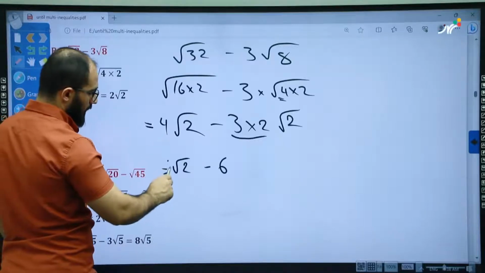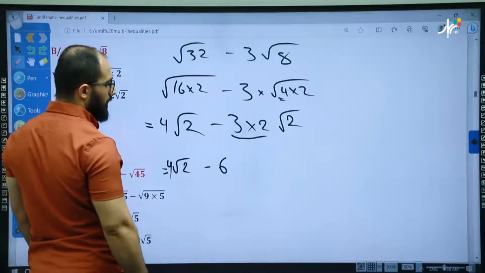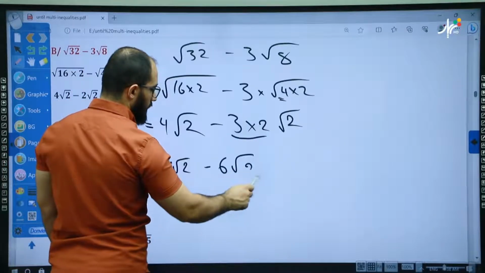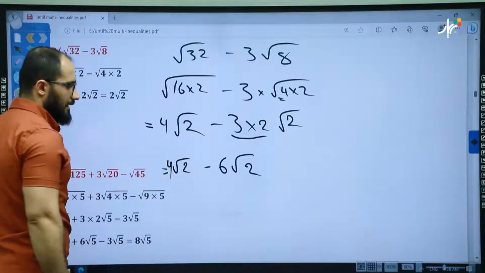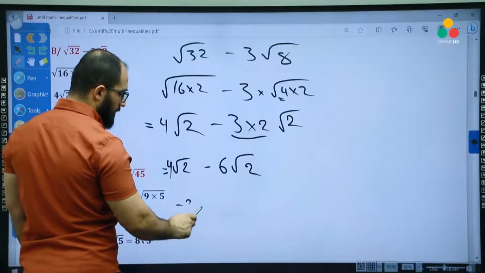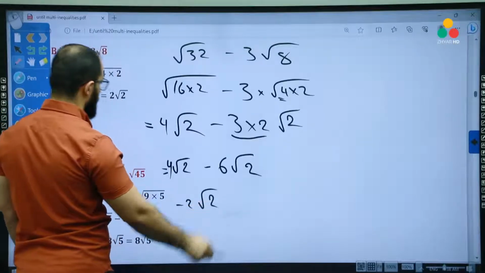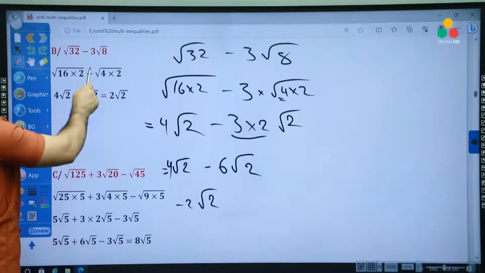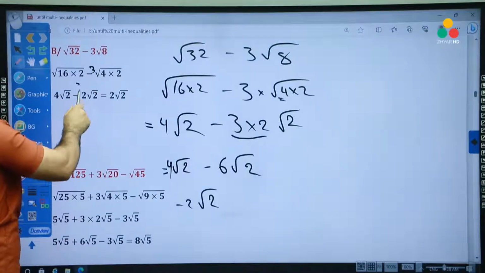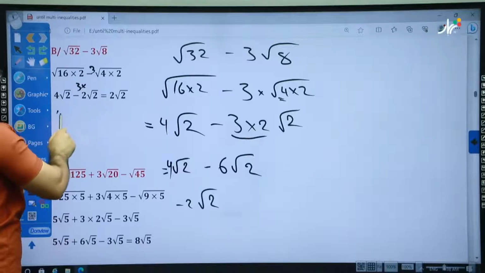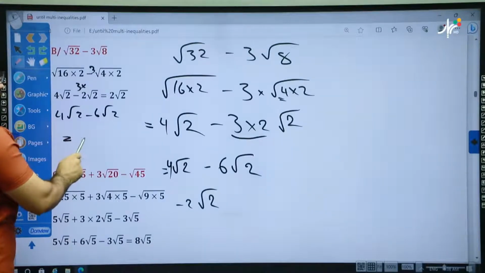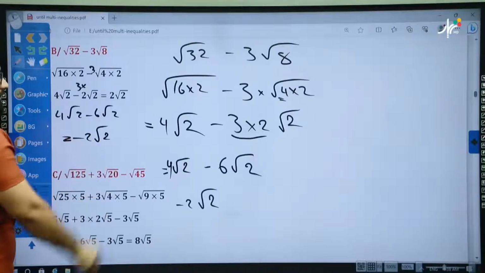Okay, here's 4, I forgot the 4. Then minus 3 times 2 is 6 square root of 2. 4 minus 6, that's going to be negative 2 square root of 2. So this is the result. Here I forgot to write down the 3. 3 times 2, then it's going to be 4 square root of 2 minus 6 square root of 2. Then it's going to be negative 2 square root of 2.